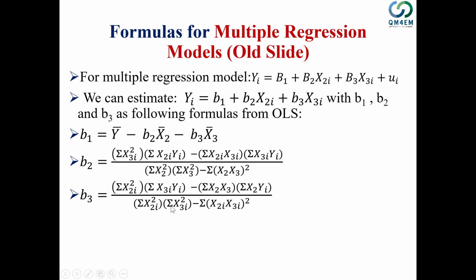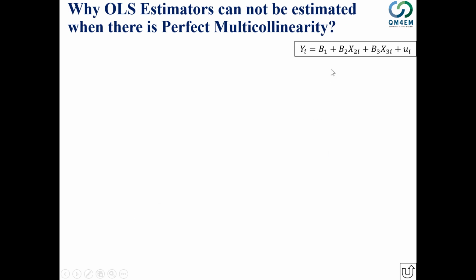So we already know these formulas, nothing new in it, it's the same old slide. So I'm just focusing on the formula of B3. I can use B1 and B2 as well, but B3 is a bit easier to have everything visible, so I will focus on B3. So let me start with the same model, B1, B2, B3, and let me show you how the OLS method cannot be estimated when there is a perfect multicollinearity.